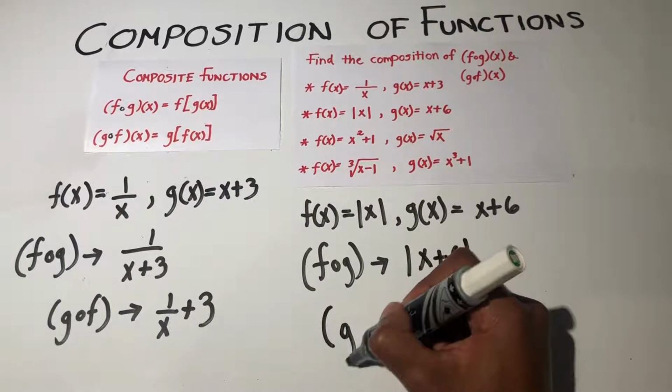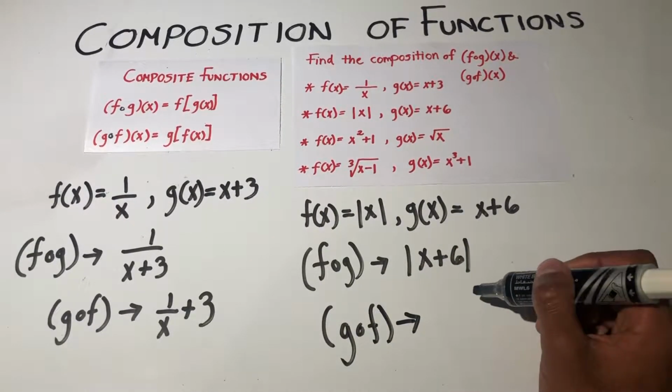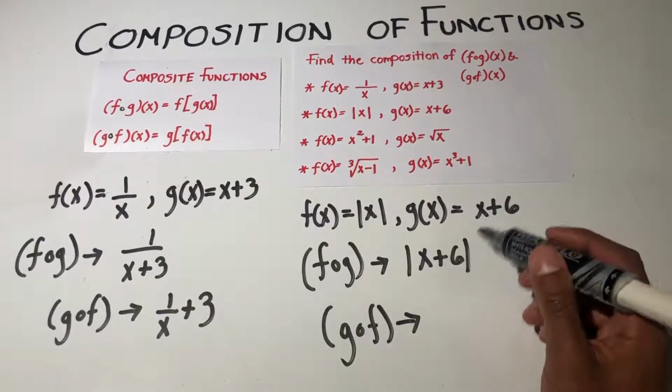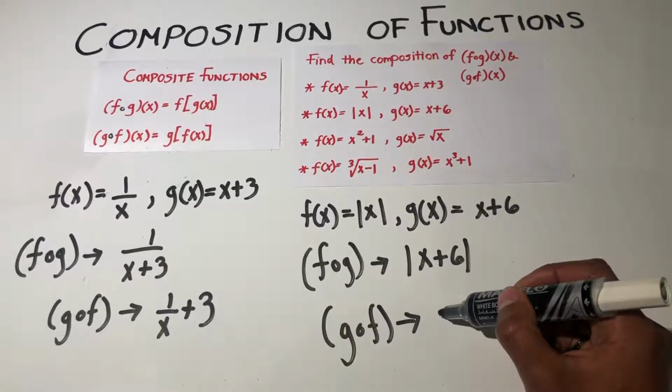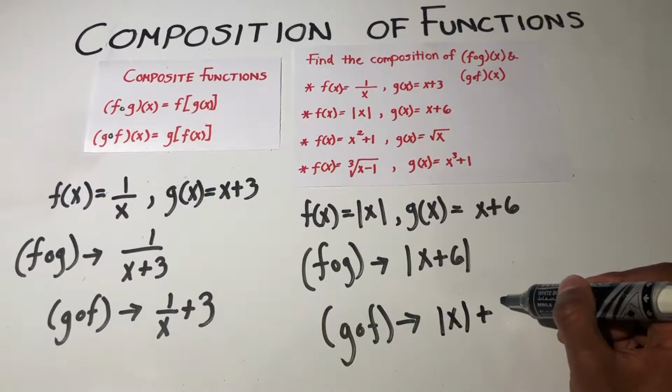And for g of f of x, we're going to take absolute value of x, put it in for x in g of x. That's just going to give us absolute value of x plus 6.